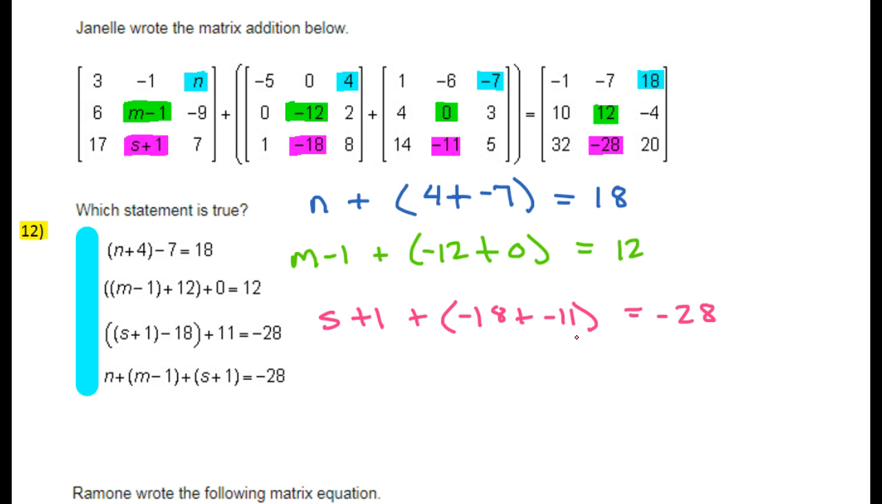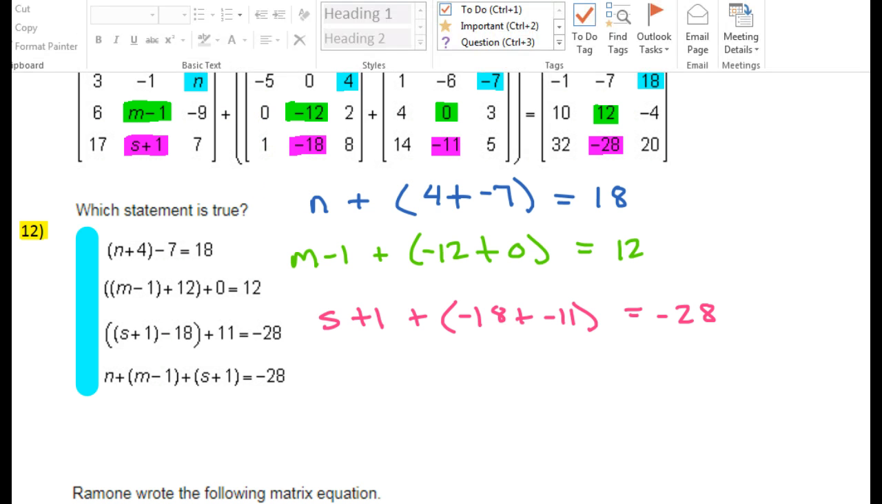Okay, now I need to match one of these equations with one of these equations. Okay, let's see what we can do. Okay, which statement is true? So let's see. Looking at the first statement, I've got n plus 4 minus 7 is equal to 18. That looks very similar to the first equation.